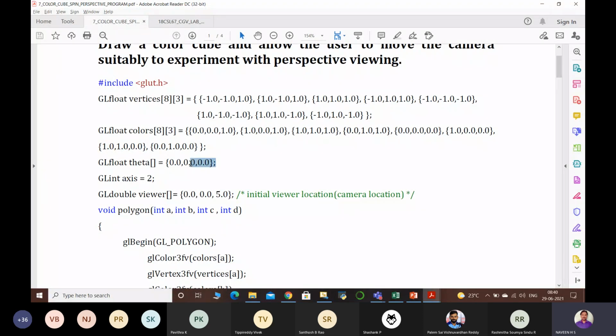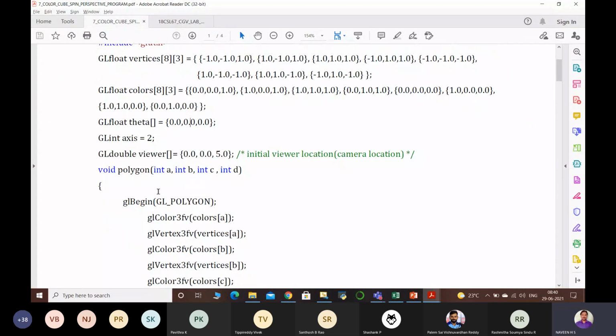Next again, as we discussed, that is the theta, which we are considering with respect to the origin. That's why initially the theta value for the XYZ axes will be 0.0, because it resides at the center, or at the origin. And axis 2, that is, we are considering the speed of that, how much speed the cube is going to have.